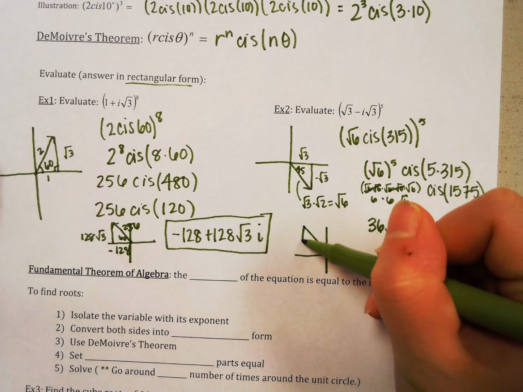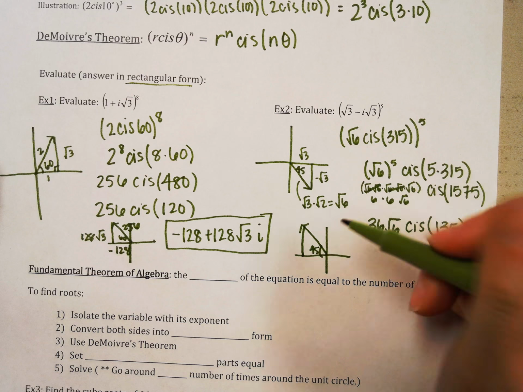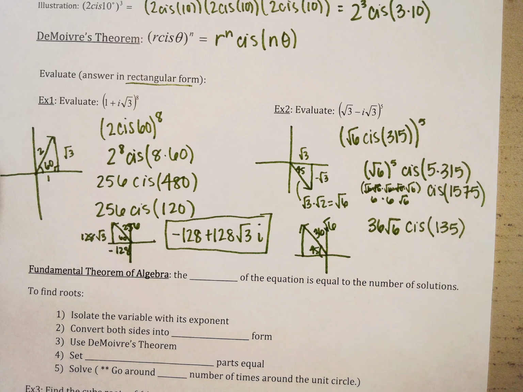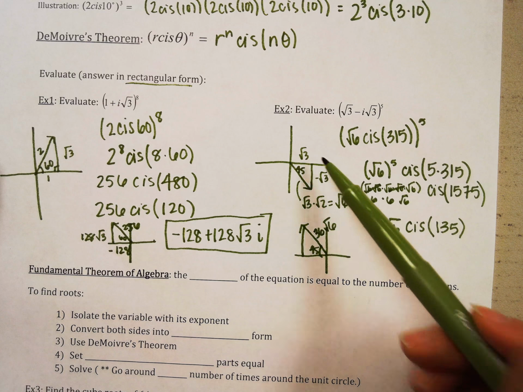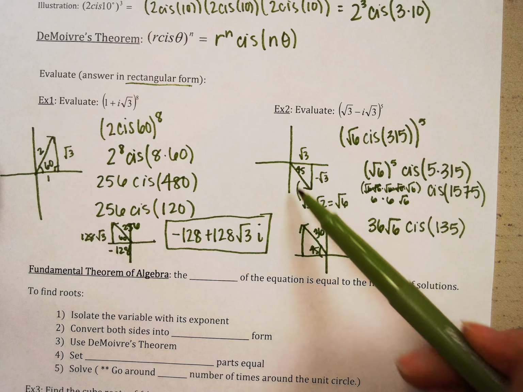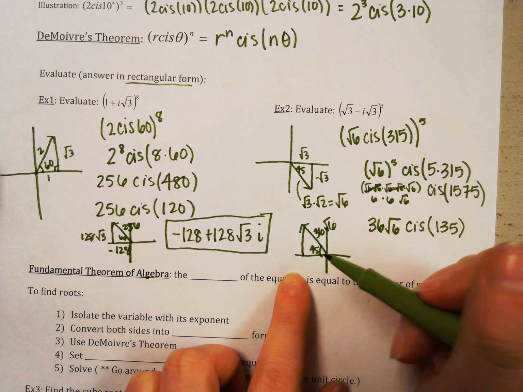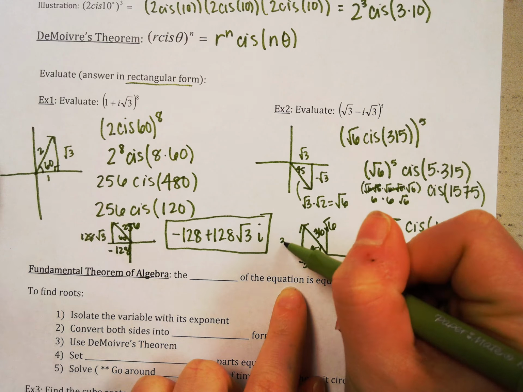So 135 degrees is here. That's a 45-degree reference angle. Our value here is 36 root 6. And then we go backwards. Here we multiplied by root 2, but we're going to divide by root 2. Just like when we multiplied root 3 times root 2, we got root 6, when we divide by root 2, it'll end up being root 3 again. So this will be negative 36 root 3, and then positive 36 root 3.